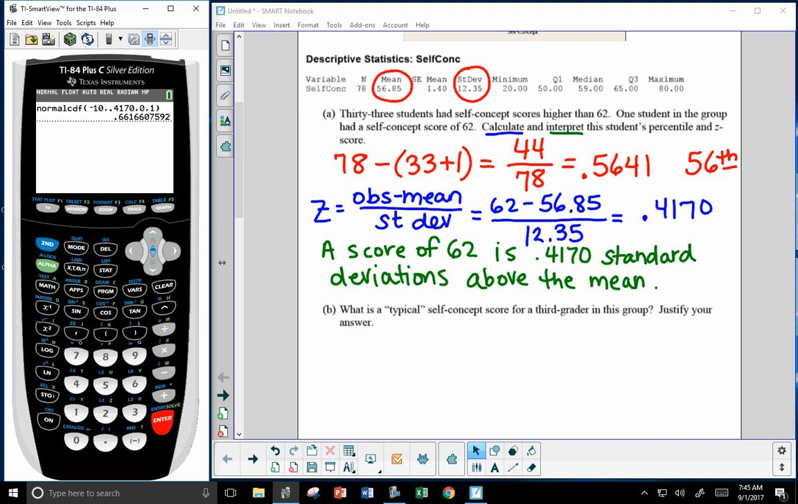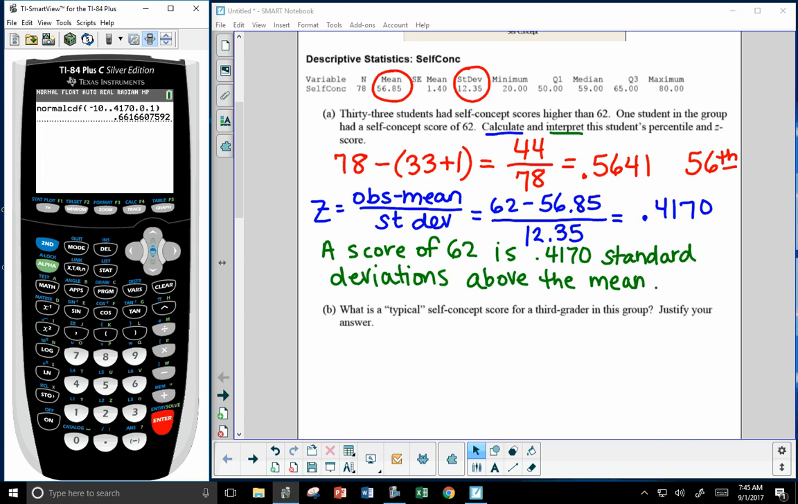But like I said, it's not a normal distribution, so it's kind of off a little bit from what we got from just dividing the 44 by 78, the number of students that were below a score of 62, divided by the total number of students. That does give you a little bit of a different percentile.